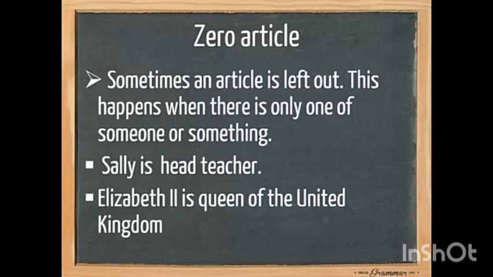Now we will see zero articles, meaning where we don't use articles. First, sometimes an article is left out. This happens when there is only one of someone or something. See the example, Sally is head teacher. So here there is only one head teacher, that's why we have not used any article. Next, Elizabeth II is Queen of the United Kingdom. There was only one queen, that's why we have not used any article.